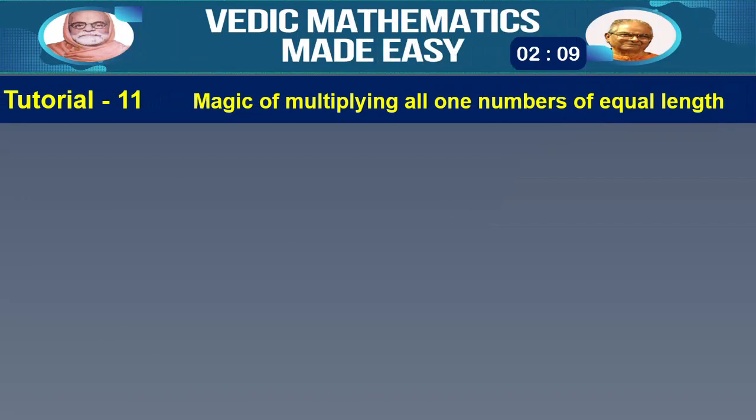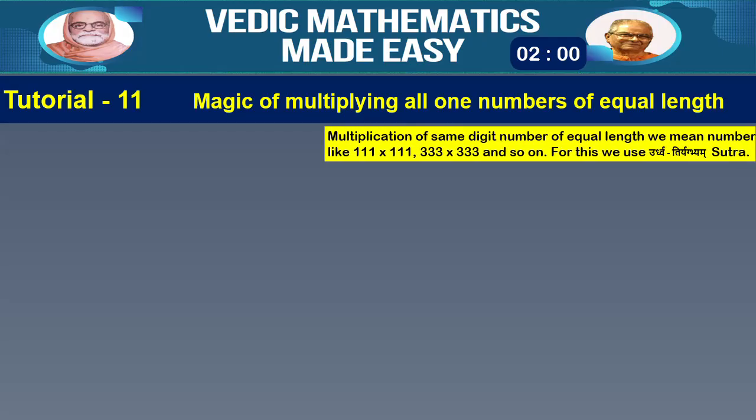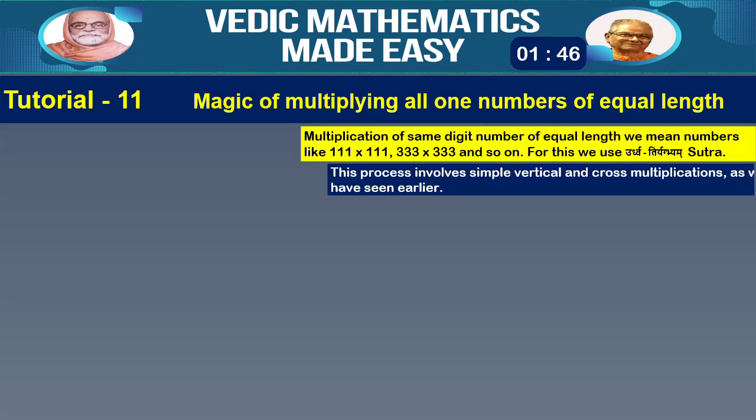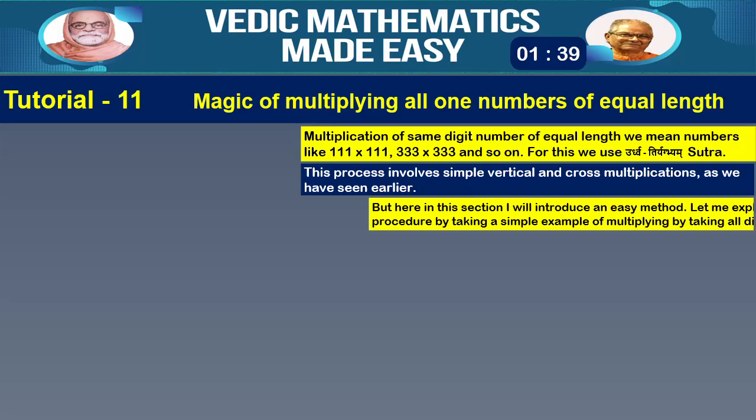Friends, you know the process of two-digit multiplication of numbers. But in this video, we are multiplying the same digit numbers like 11 into 11, 3 ones into 3 ones, and 4 ones into 4 ones, and so on. This process also involves simple vertical and crosswise multiplication and addition. But in this tutorial, I will introduce an easy method.